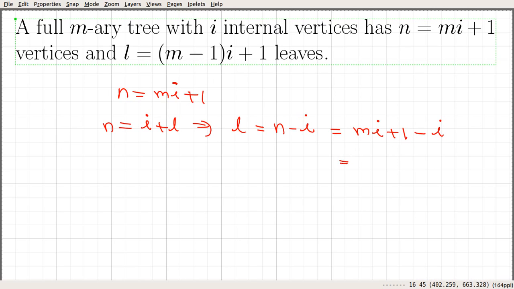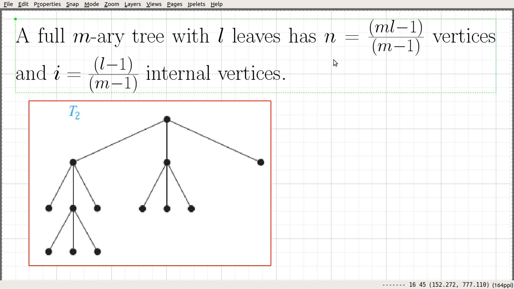Okay, and here taking this common factor I, we get (m minus 1) times (I plus 1). Okay, so we proved these two. That says if we are given the number of internal vertices in a full m-ary tree, we can find the number of vertices and the number of leaves using these two equations. Okay, so let's look into one more property.